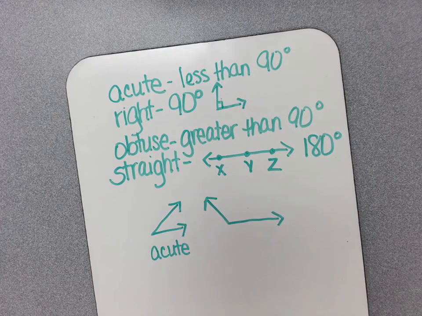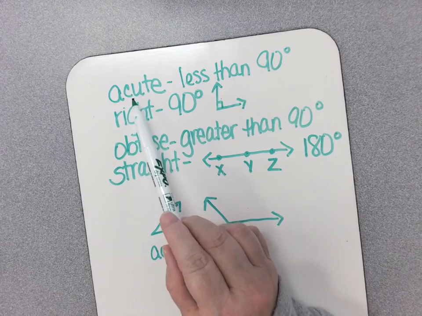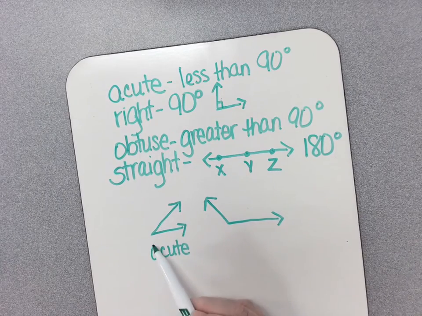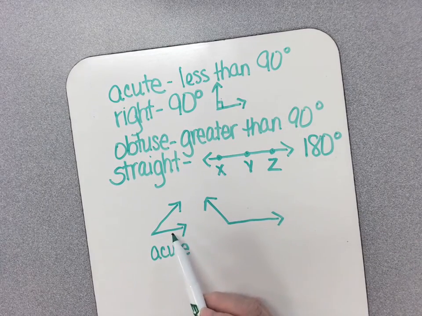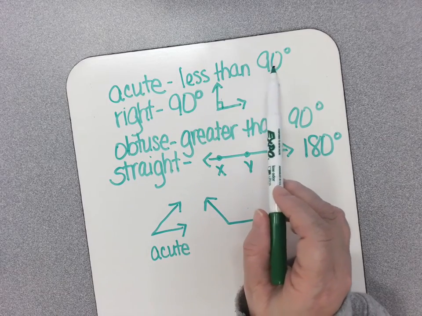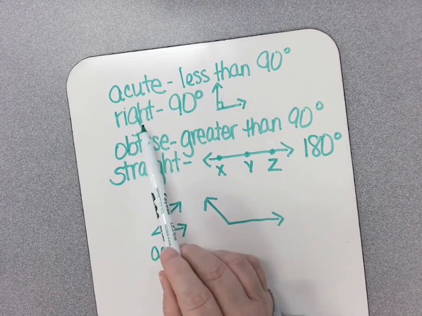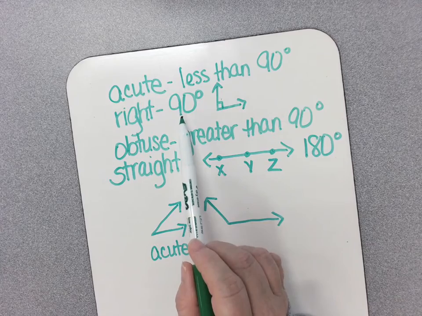So today we're talking about the 4 types of angles that students learn about in 4th grade. Acute angles, which we talk about as a cute little angle, have a measurement less than 90 degrees. A right angle measures exactly 90 degrees.